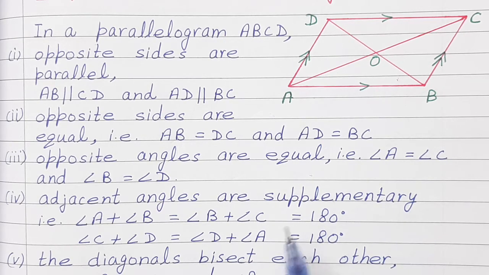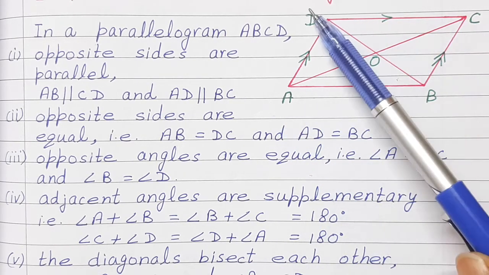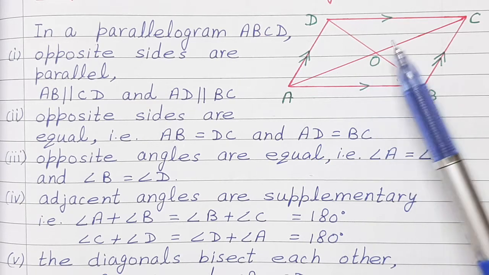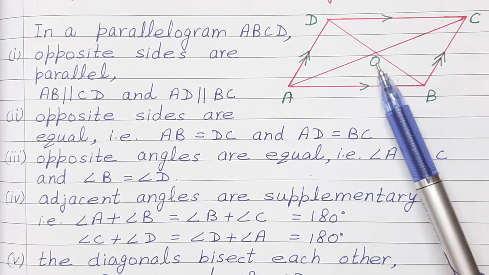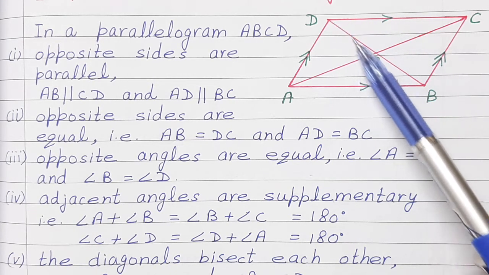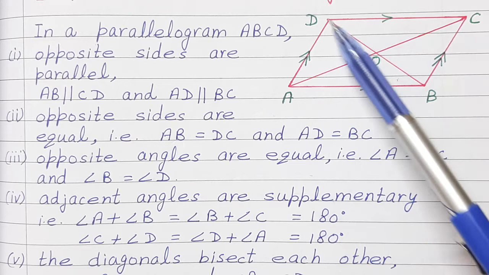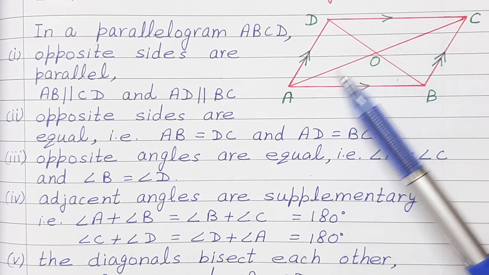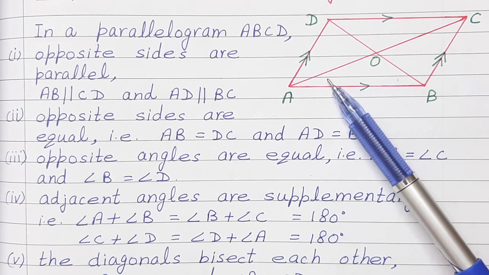Now the next is the diagonals bisect each other. Okay children, that is AO equal to OC and BO equal to OD. And the last property is the diagonals bisect the parallelogram into two triangles which are congruent. Right?